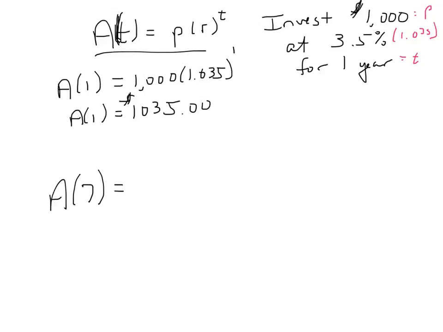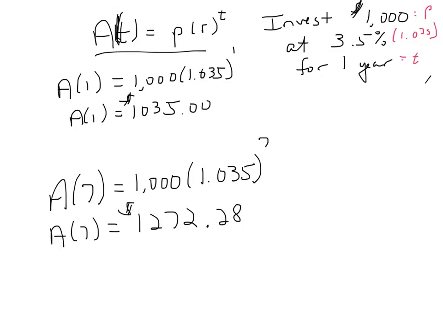So I'm going to use the same investment of $1,000 at 3.5%, but this time I want to invest it for 7 years. So now I'm asking you to find the amount after 7 years. You start off the same way. The initial amount doesn't change. It's still $1,000. My rate would be 1 plus my percent as a decimal, which is 0.035, and then that's going to be raised to the 7th power. Punch that in your calculator and you'll get a grand total of $1,272.28. You always want to make sure you round it appropriately to money, so to hundredths.